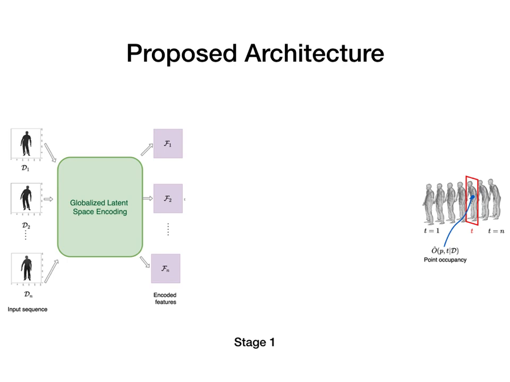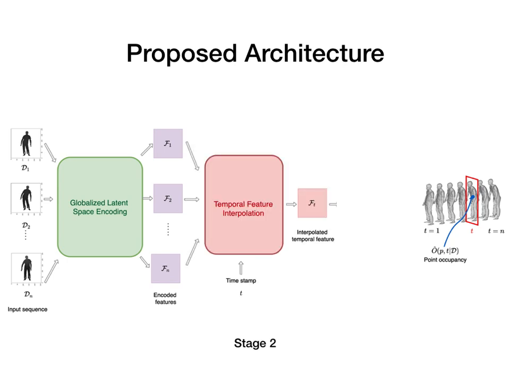To end this, we propose a three-stage network architecture. In the first stage, our encoder embeds the depth image into feature maps f1, f2 to fn. In the second stage, our network could interpolate temporal feature at time step t. Finally, our occupancy decoder predicts the occupancy value at point p and time t. We call this model Steve.